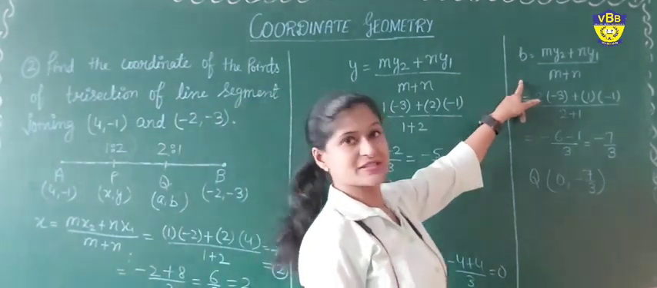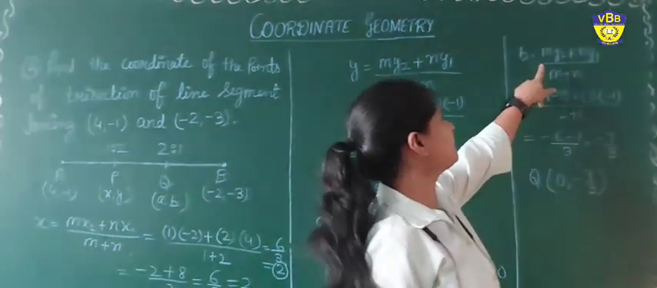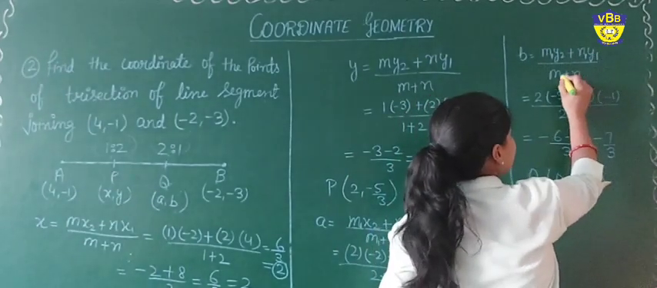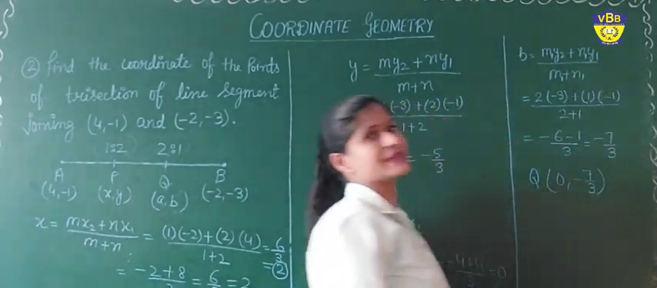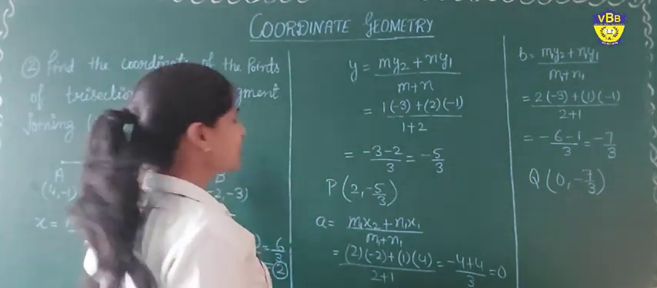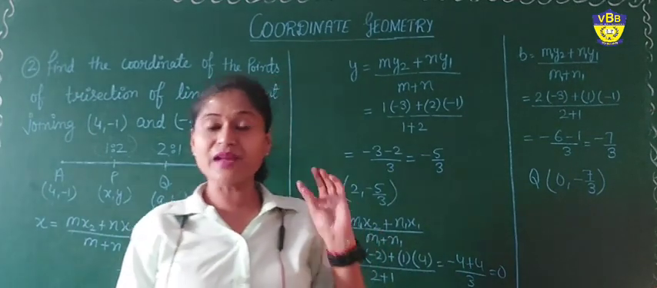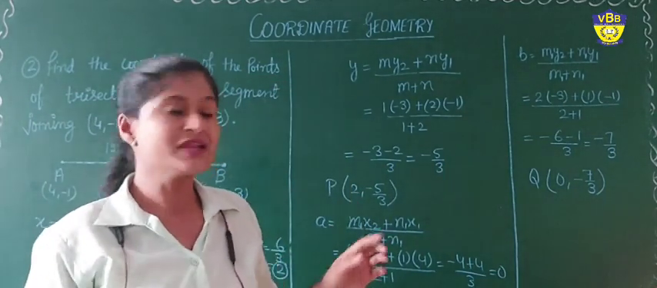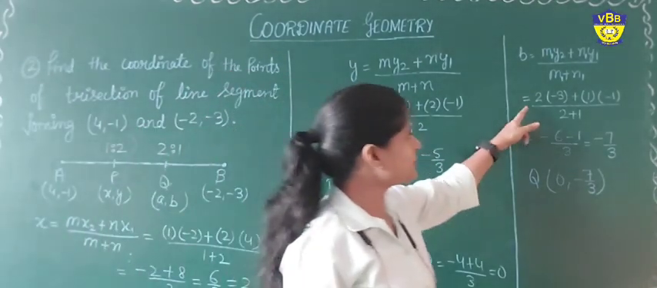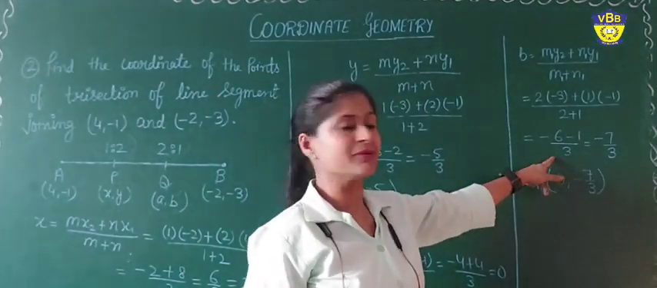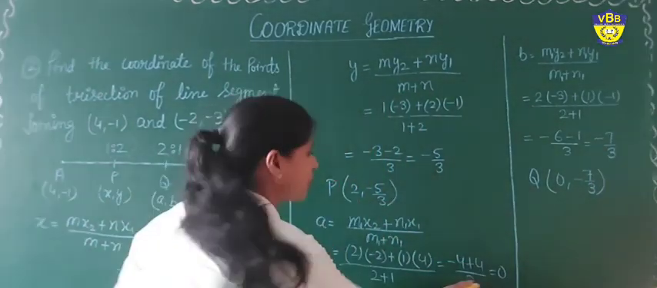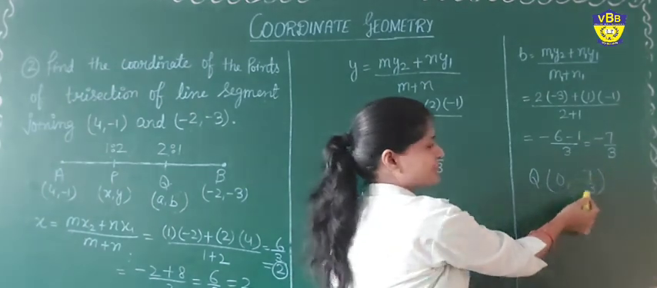Again, the B coordinate will be m1 y2 plus n1 y1 upon m1 plus n1, written with m1 and n1 so that we can differentiate. The value of m was 1 and n was 2 earlier. Now the next is m1, n1: m1 value is 2 and n1 is 1. Again we put in the values and solve, that gives minus 7 by 3. So the Q coordinate is 0 comma minus 7 by 3.